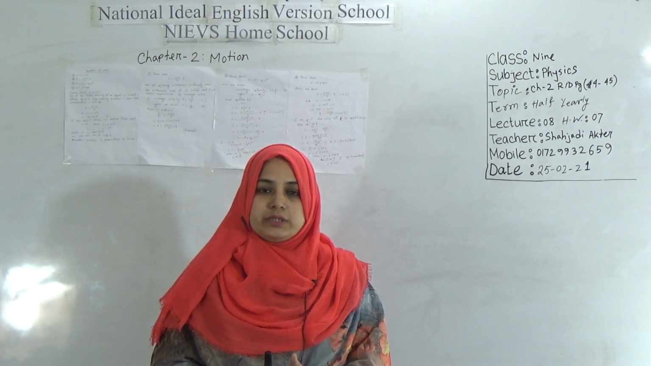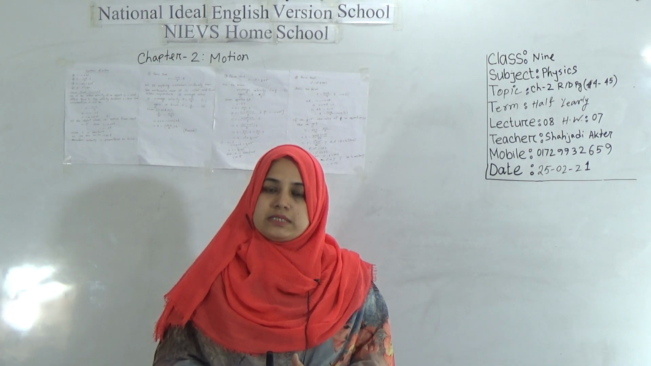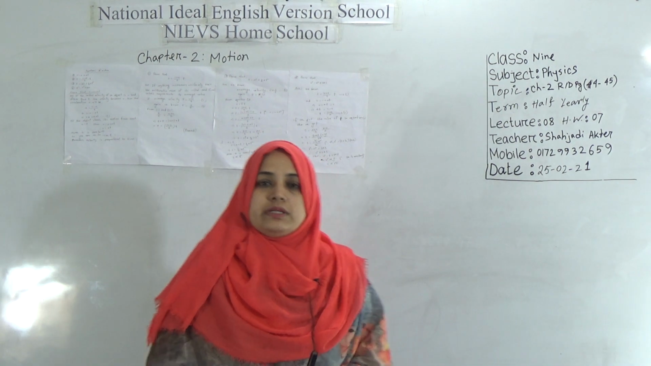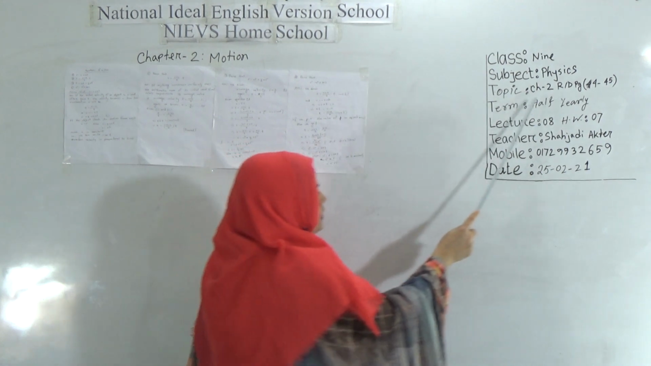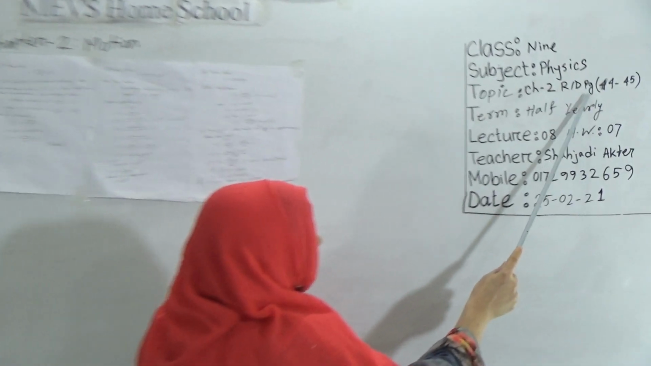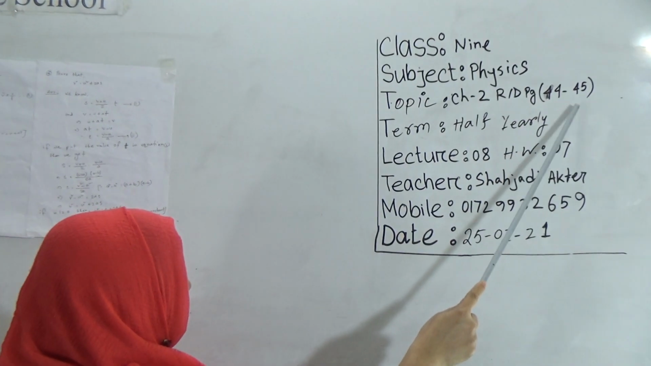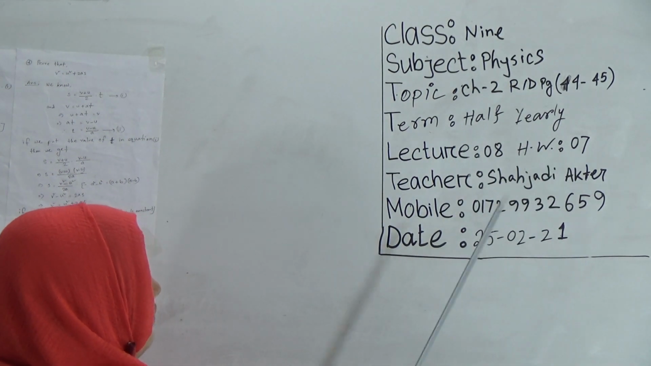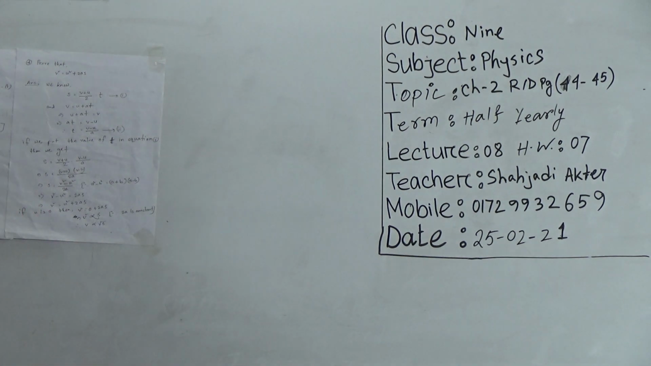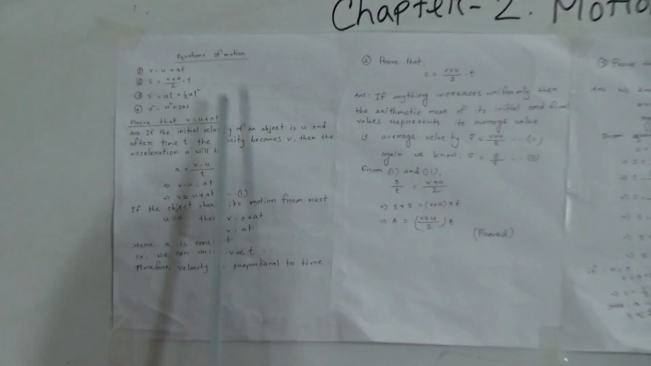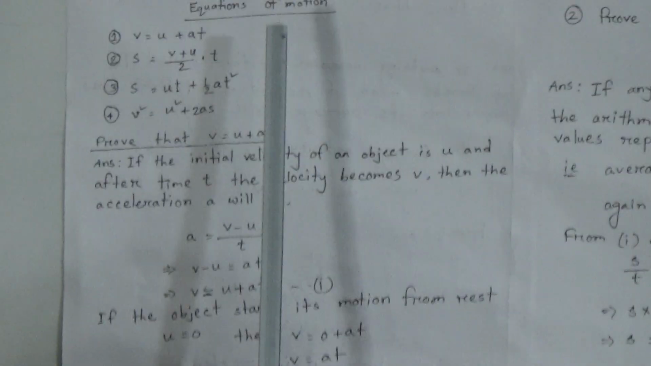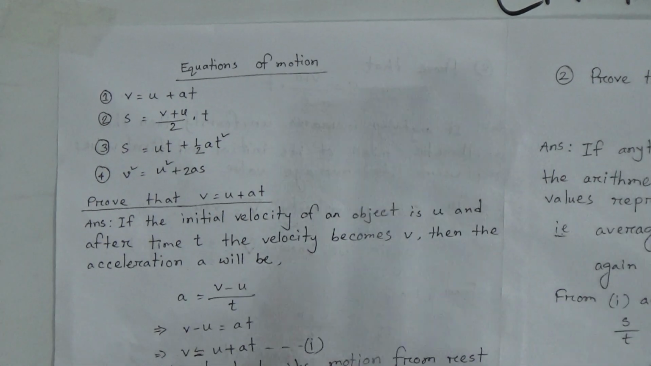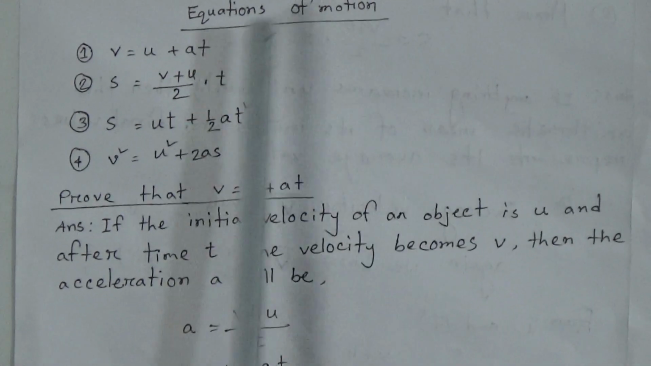Today I am going to take a physics class for class 9 students. Our today's topic is Chapter 2, reading from page number 44 to 45, lecture number 8, SW number 7. My dear students, let's start our class. Chapter 2, Motion, and we will discuss now. I will discuss from this chapter the 4 equations of motion.